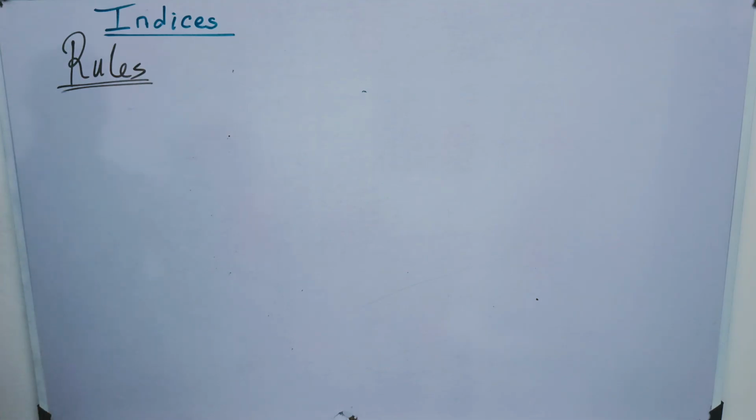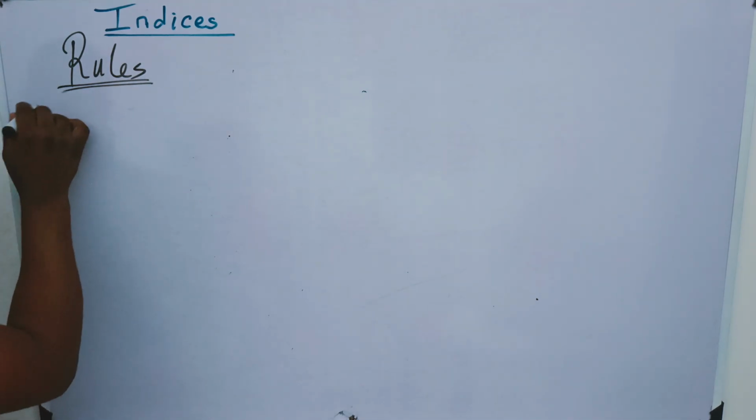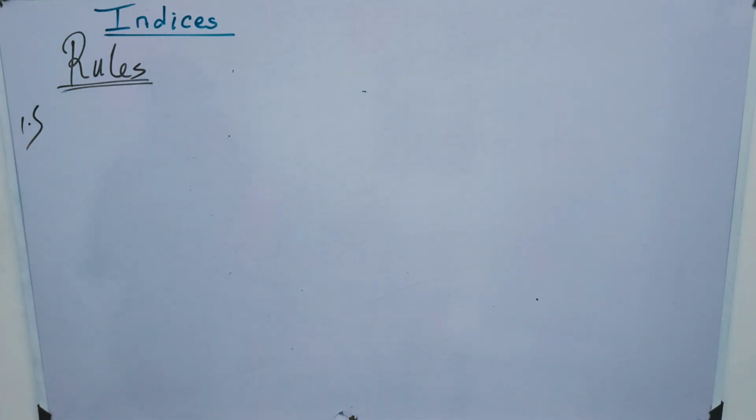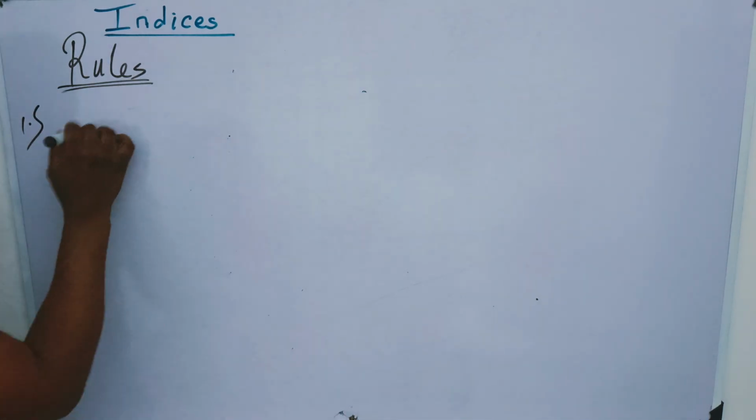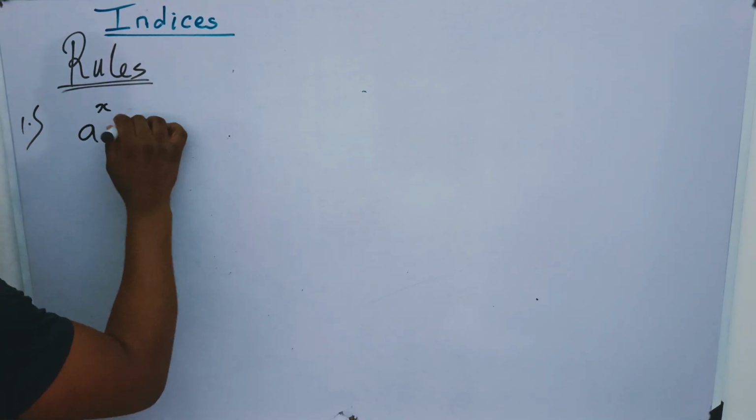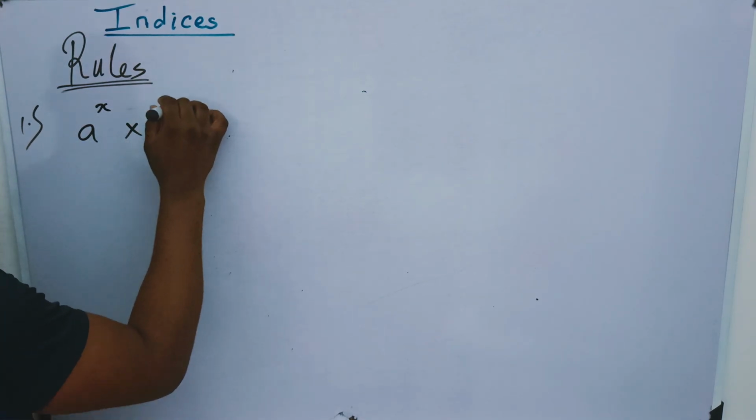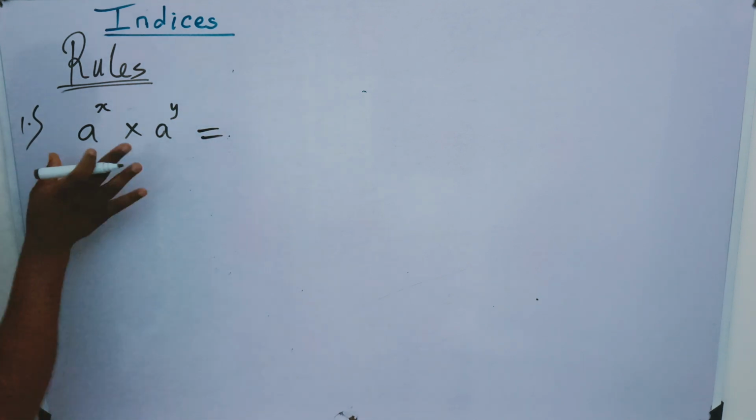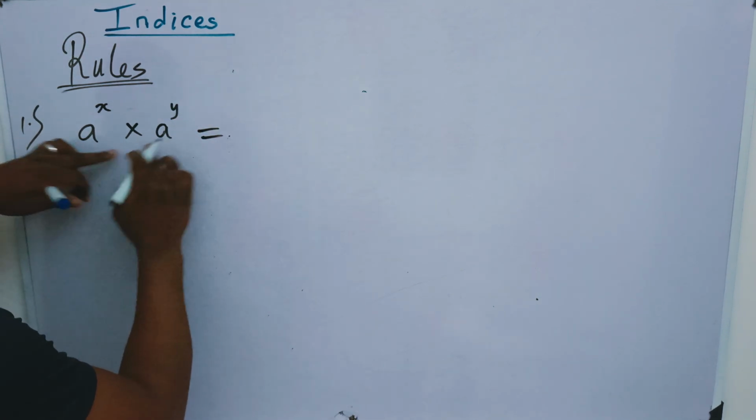Okay, so the first rule, just make sure you follow bit by bit. The first rule has to do with addition. When you have a raised to the power of x multiplying a raised to the power of y, what do you observe here? You observe that you have the same number here.